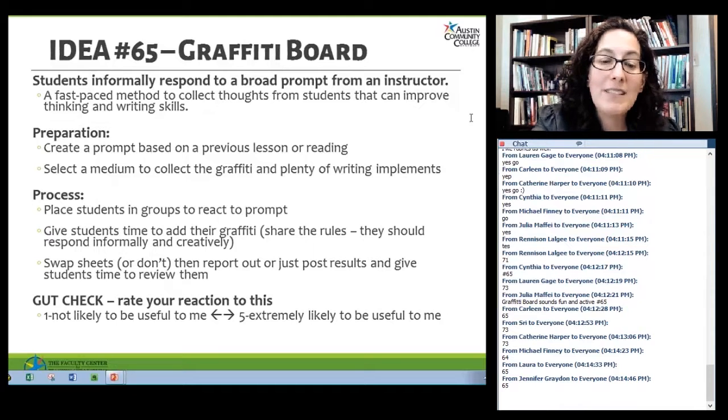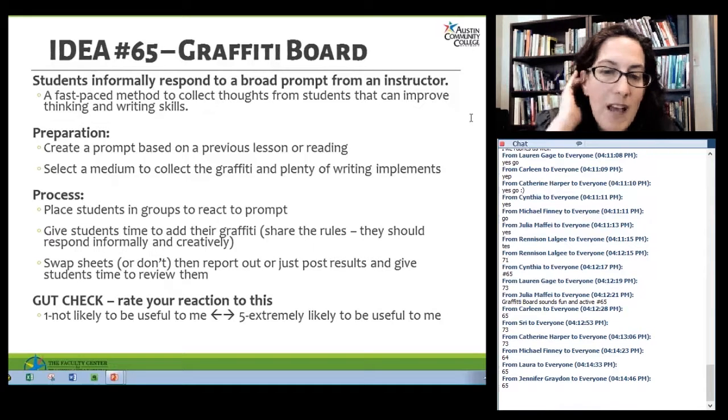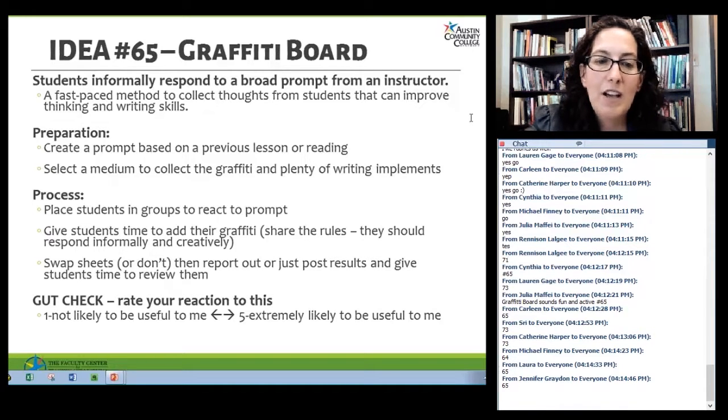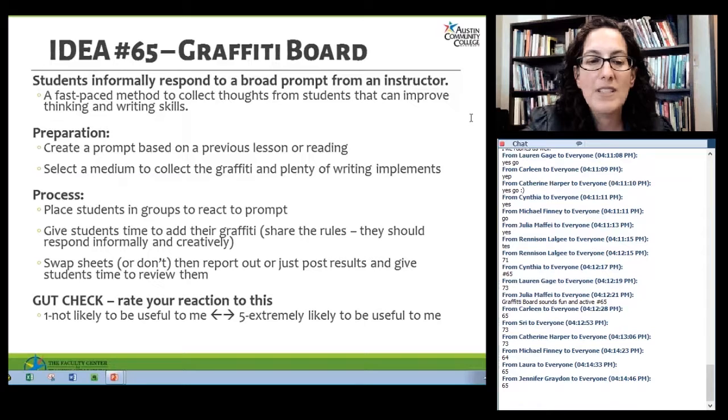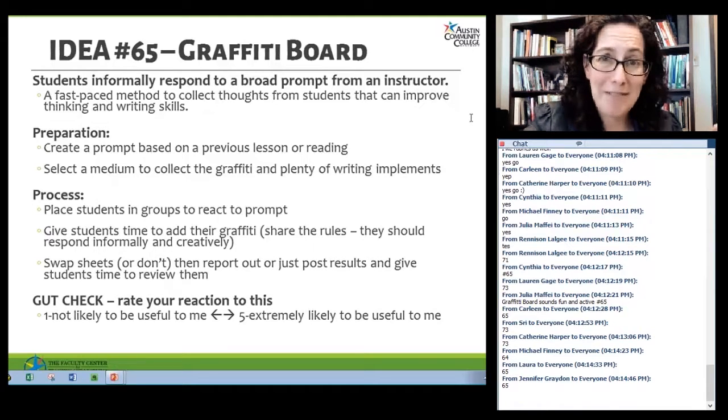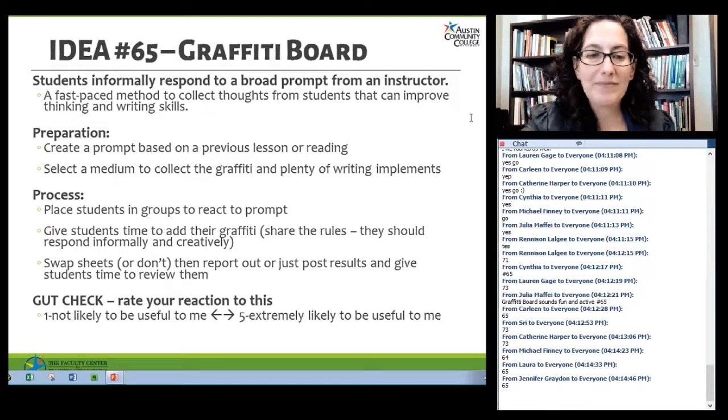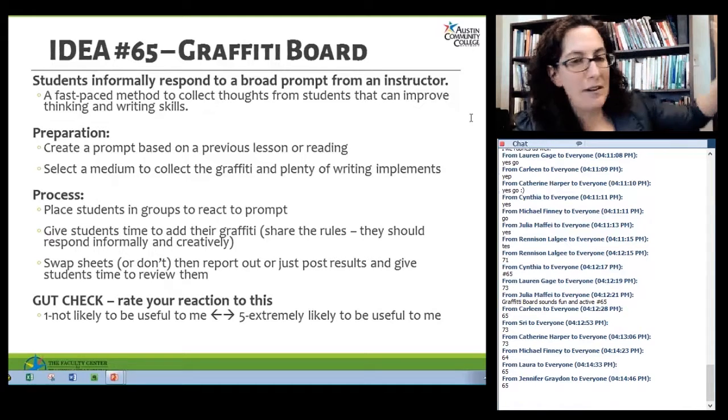So the process: you place students in groups, you give them time to add their graffiti, and they need to respond to the prompt in whatever way you encourage them to. Some suggestions are informal, creative. Let them know that this isn't where they're going to be graded on using the biggest words they can find or the most advanced writing forms. This is very informal.